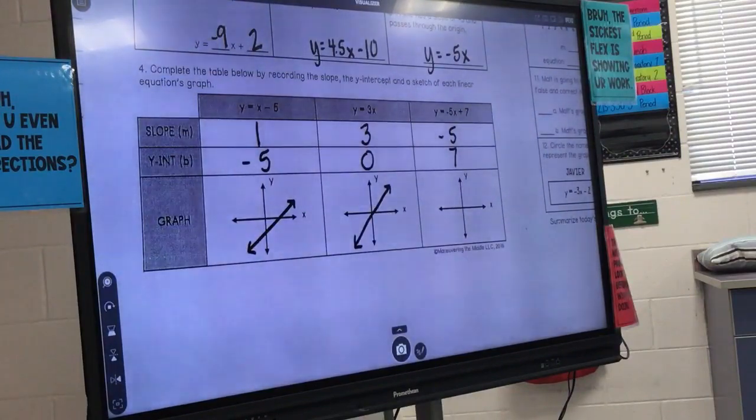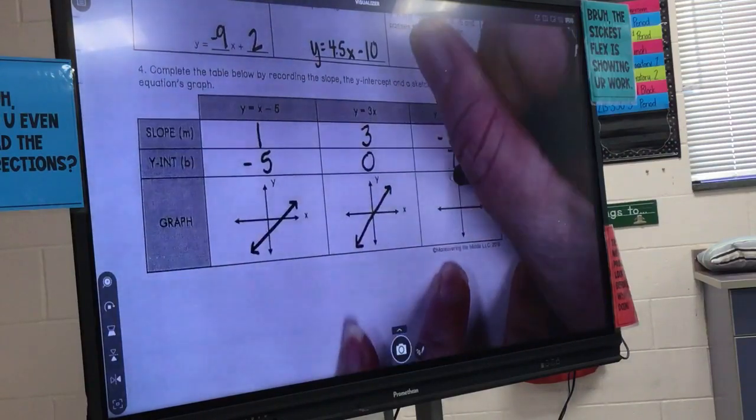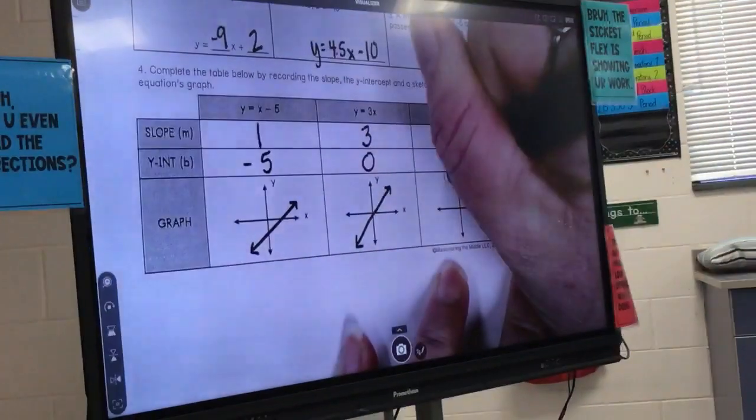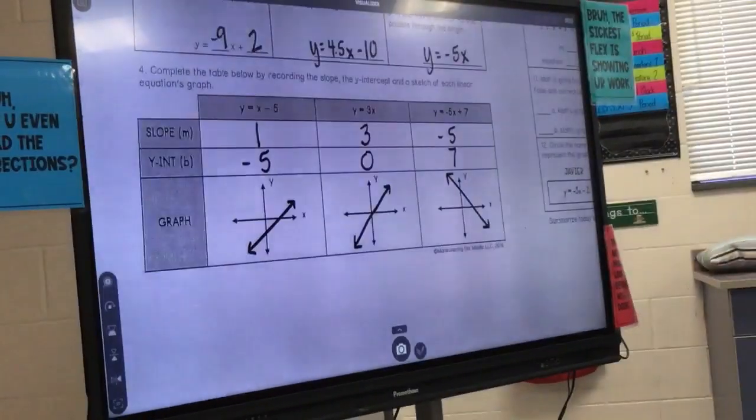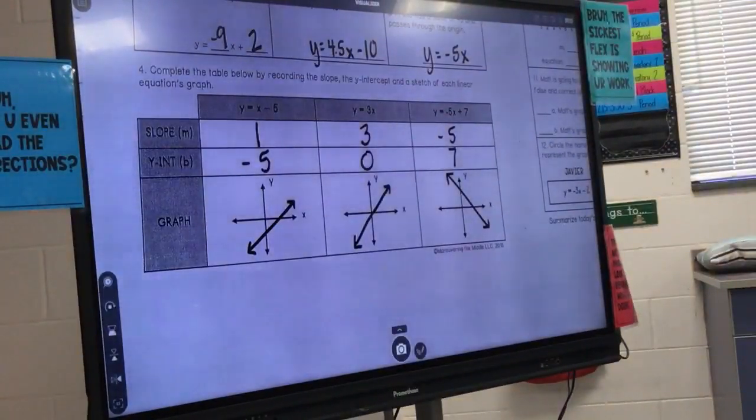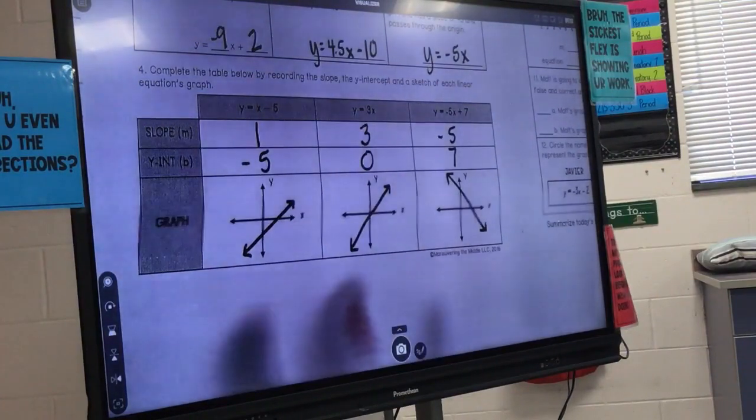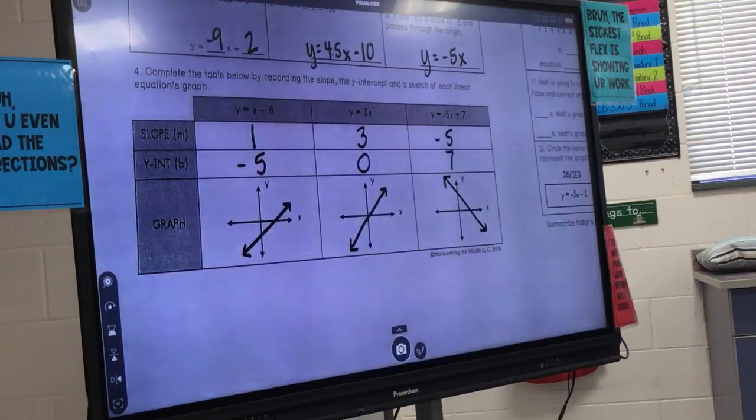Now, what we do have to be careful about with this one is whether our line is going to go above the x-axis or below it. It is above because it's a positive 7. Okay? So just because our slope is negative does not mean where we intersect our y-axis is negative. All right, please make sure that you guys have this correct.